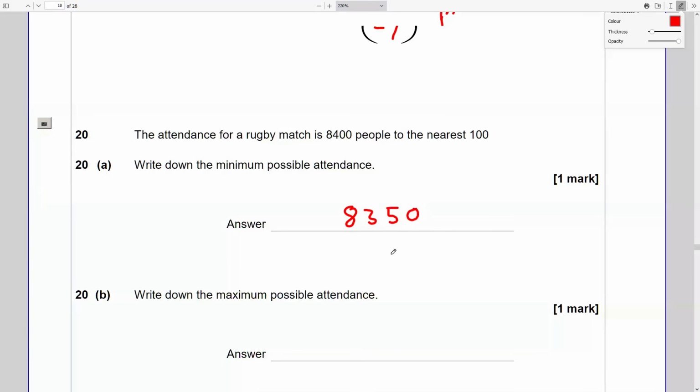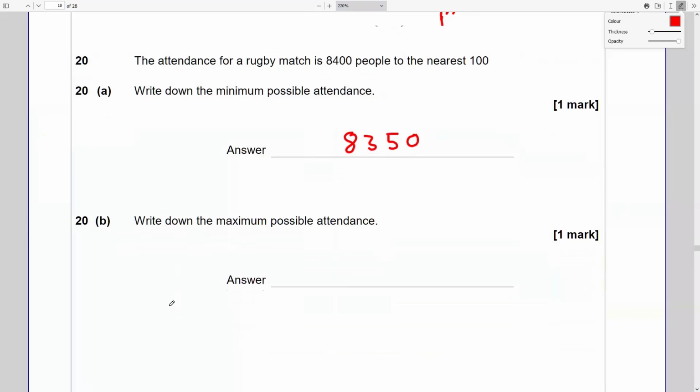Because anything below that, we're going to round down. As soon as you get a 5 there, you round up. And this next one, write down the maximum possible attendance, but that's going to be 8,449, because the moment you get to 50, you're going to round it up to 8,500.